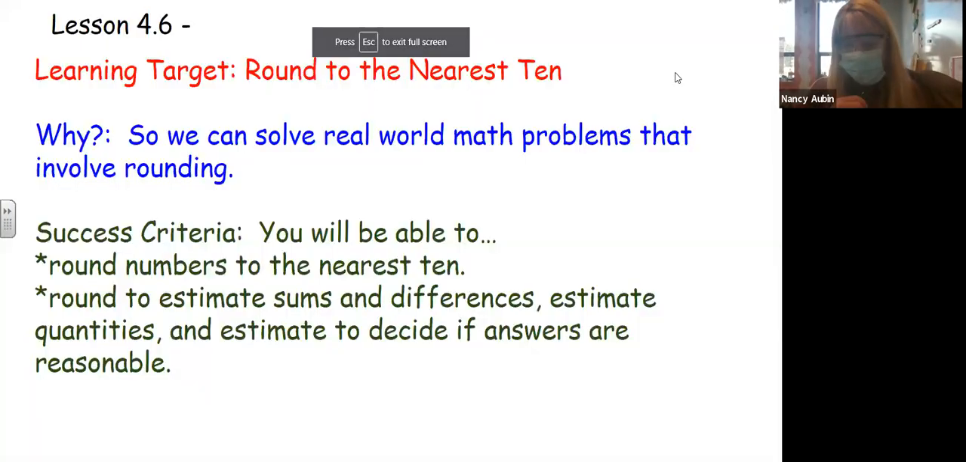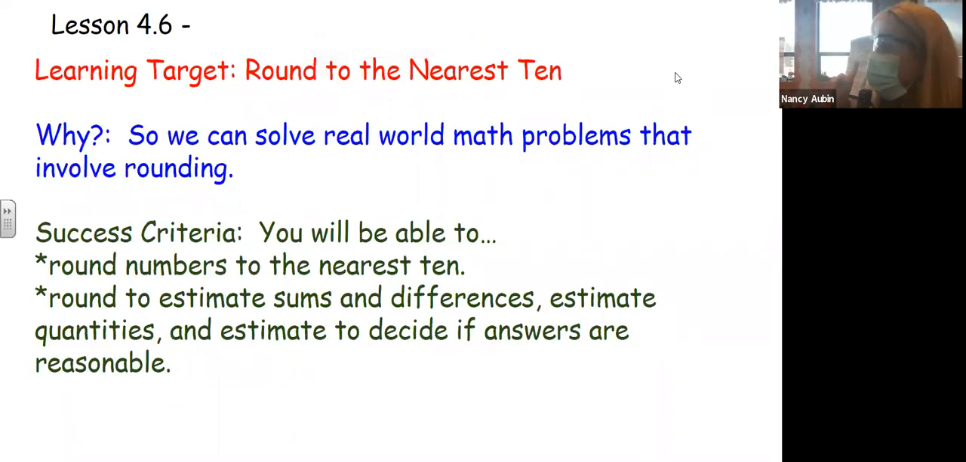But instead of rounding to the nearest 100, today we're going to round to the nearest 10, which you would think, why didn't we start with 10? We started with the nearest 100, but that is going to help you with the 10s. So don't worry, because we're going to be rounding within that 100. And often you will be rounding in real life, right? We saw examples of that in our word problems.